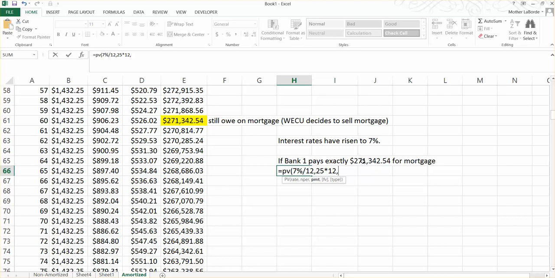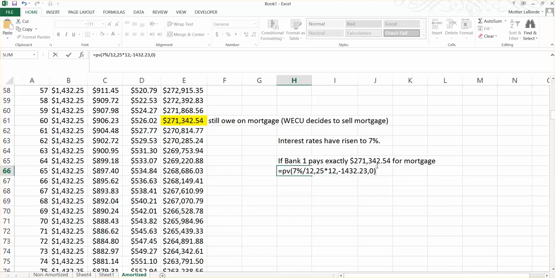How much am I going to pay on the mortgage? $1,432.25 is this monthly payment. So Bank One knows if they buy the mortgage from WeQ, they're going to get $1,432 from me as the payee on that mortgage, and they will get that from me for 25 years every month, and they want to earn 7%, not the 4% that I'm paying. And I have to make this negative, or I like to make it negative to make it a positive answer. There's no future value, and the type is still an ordinary annuity.